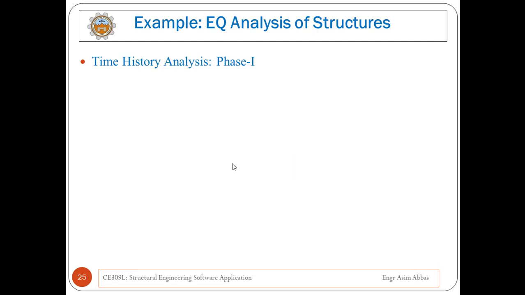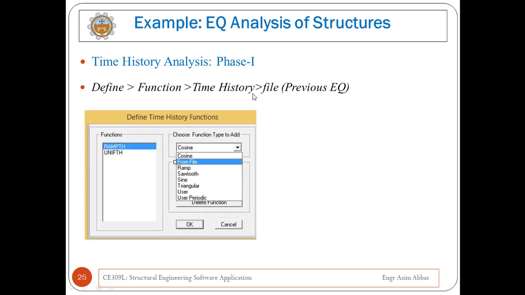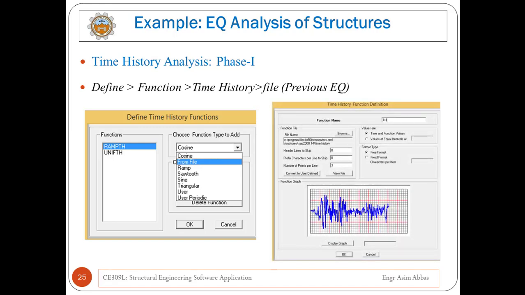Now how to define a function for time history. For that, go to Define, then click on Function, then select Time History. This window will open. In this window a variety of different function types are available, but we will choose From File. We want to import a time history for a particular earthquake, so I will choose From File.